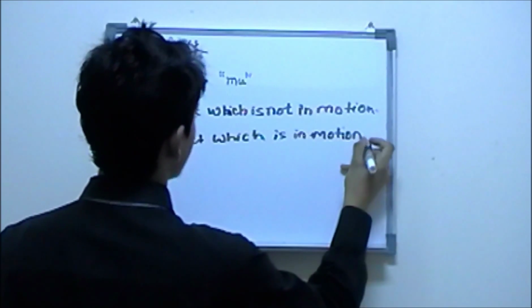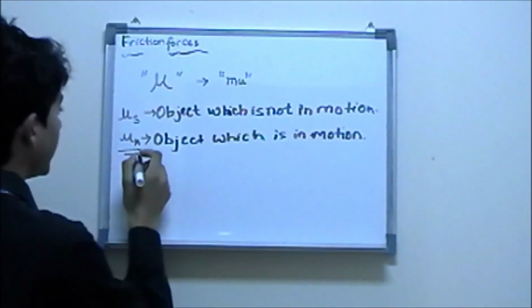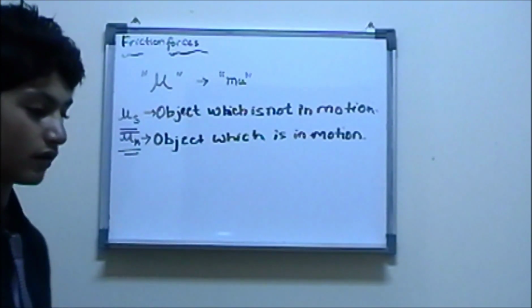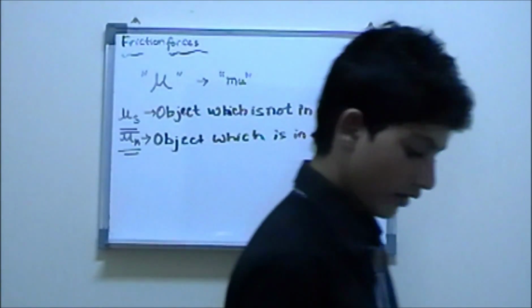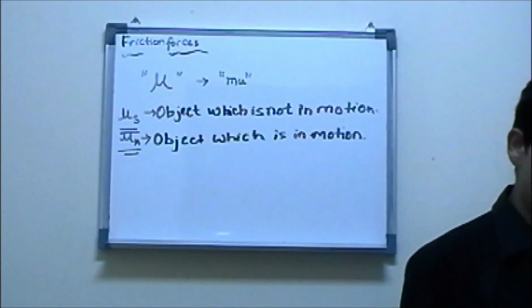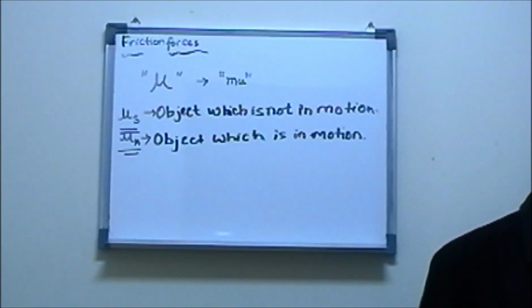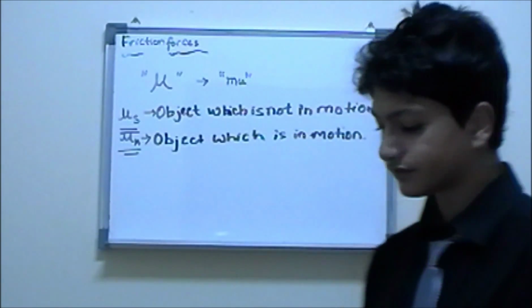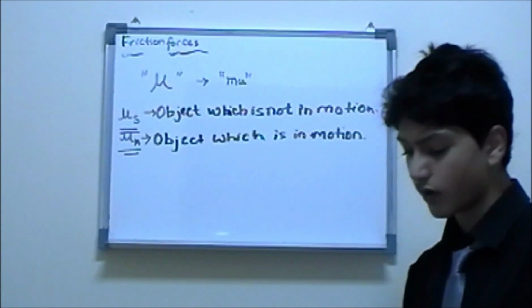When an object is in motion, you use kinetic friction, and when an object is not in motion, you use static friction. So don't get confused when I tell you to pick the word. Now let's talk about the equation.